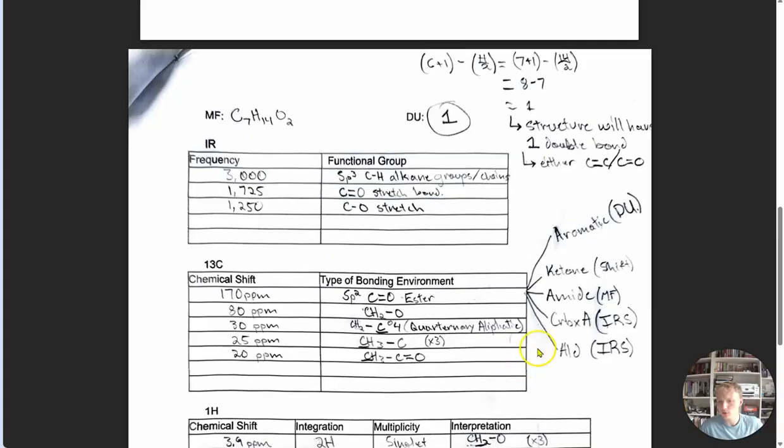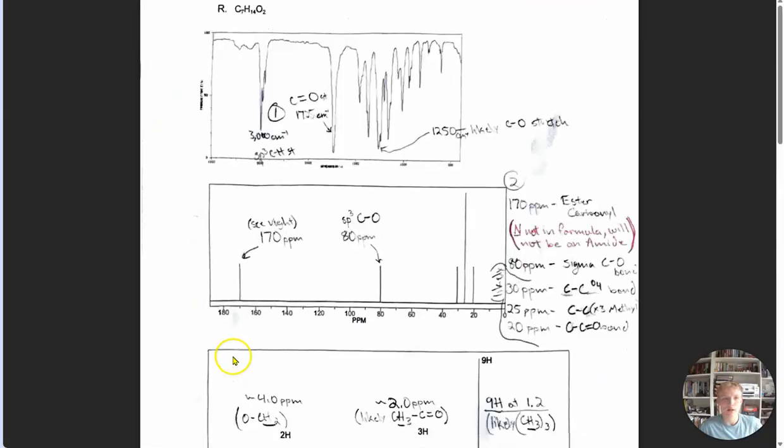The other carbonyl containing compounds that we could have are, first, we know an amide isn't possible because there's no nitrogens in this compound, so we can eliminate that. We can look at the carboxylic acids and aldehydes and know that these aren't possible given our IR spectra.